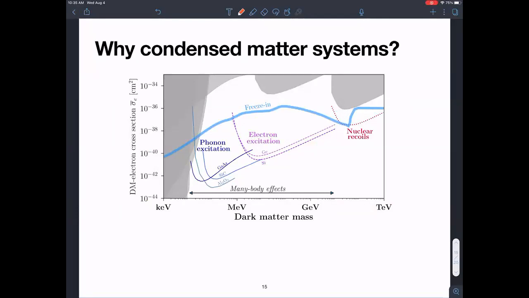So next time I'll go into more detail about primarily electron excitations, but also, if there's time, something about phonon excitations and how we can probe all the way down to much lower dark matter mass. But I will stop here for today. Thank you.